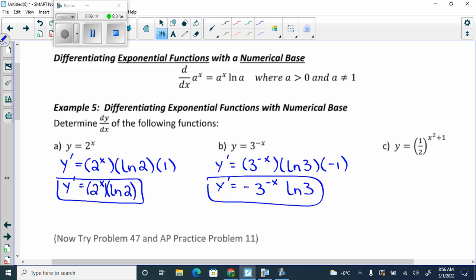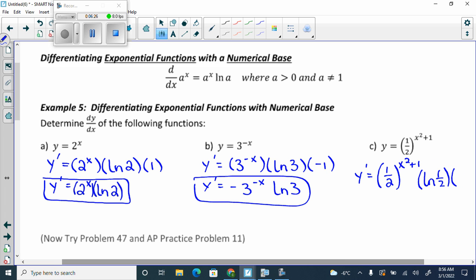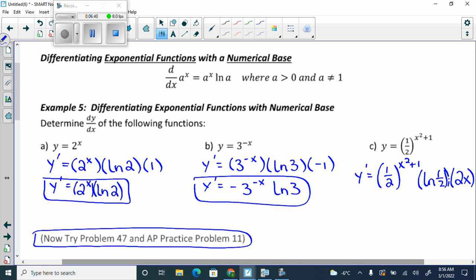Okay, this one, y prime equals, rewrite it, on the base, derivative of the exponent is not x, 2x. Done. Try those.